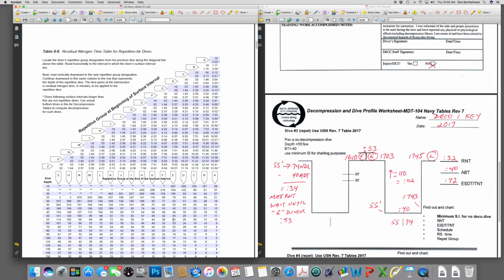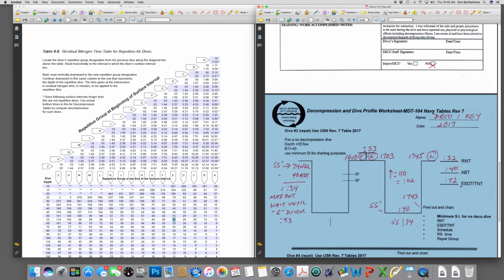Let's look again here to make sure. 32 minutes of residual nitrogen time. So that means that the diver has 32 minutes to account for before they even leave the surface at 55 feet. The diver's going to be down there for 40 minutes total. So the sum of the two is going to be our single equivalent dive time, or our total nitrogen time for that depth. So 72 minutes is what I must decompress according to, or use to pick a schedule.